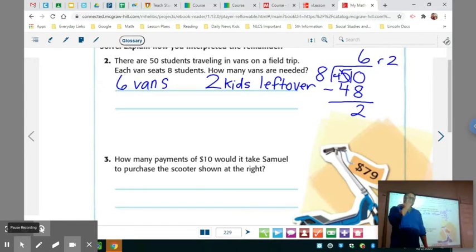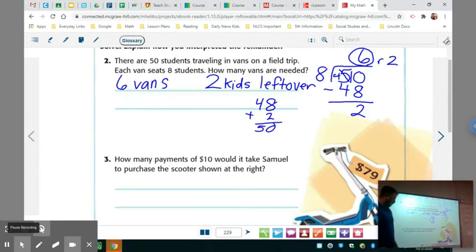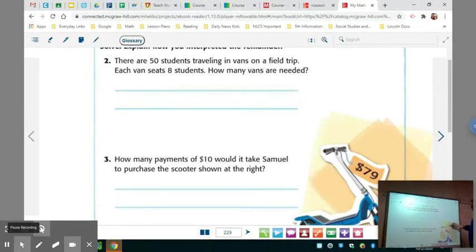So, what am I not doing in my problems? I haven't been checking them. I gotta check them, right? So I say, what is 6 times 8? 48. Plus the leftover, which is 2. That gives me 50. So I'll make sure that I check it.